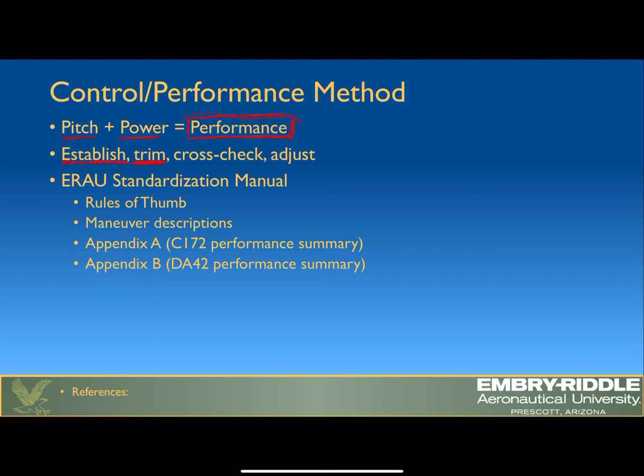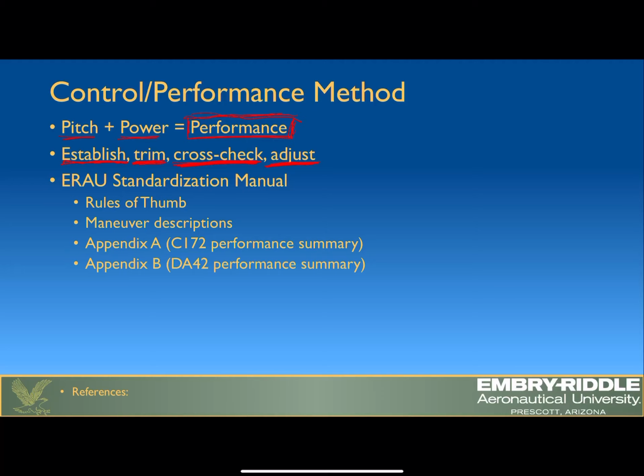Then once we trim, again, we are cross-checking. So this is where that scan comes in. We're looking at our instruments, we're cross-checking. We're making sure the instruments are telling us what we want to see. We're getting the performance we want. And then also that our instruments are telling us a story about what the aircraft is doing. They're all telling the same story, but from different points of view. So we want to make sure that their stories line up, that none of them are in disagreement. And then after that cross-check, we then adjust. If we need to adjust at all, we make those minor adjustments.